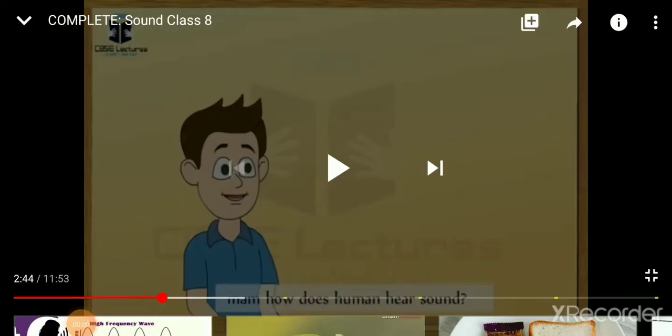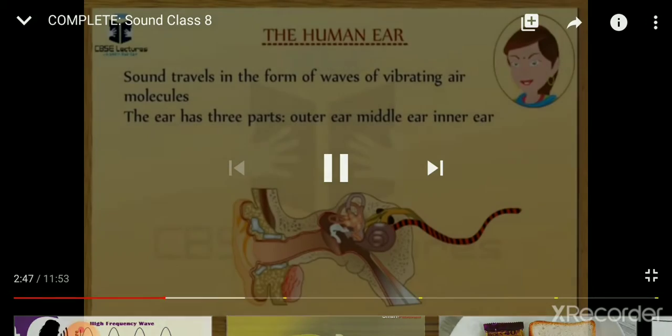Good morning, students. Now we are doing the next topic. How do humans hear sound? So see, this is the human ear. You have drawn it in your notebook also. Sound travels in the form of waves of vibrating air molecules.